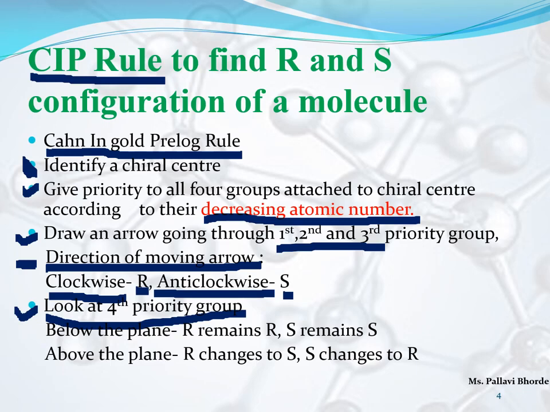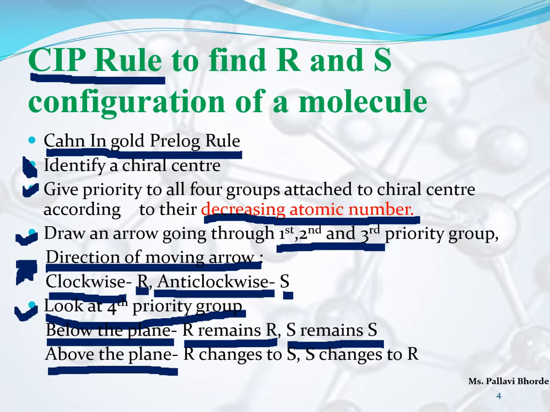So if the fourth priority group is below the plane, and suppose you have got R configuration in the previous step, R is going to remain R, and if you have got S configuration, S is going to remain S. And if the fourth priority group is above the plane and you have got R configuration in the previous step, it is going to change, meaning R changes to S, or if you have got S configuration, S is going to change into R.